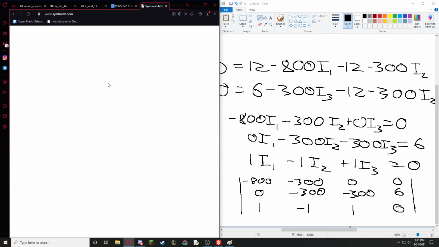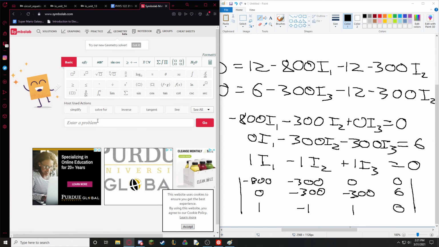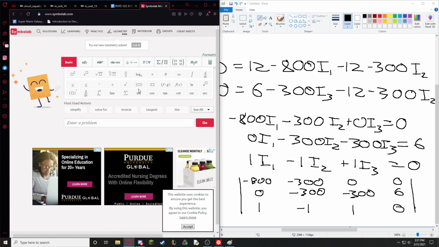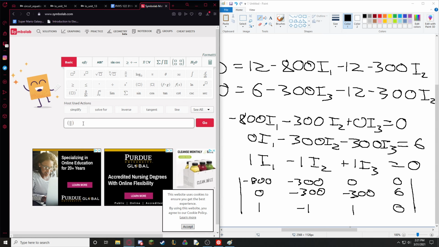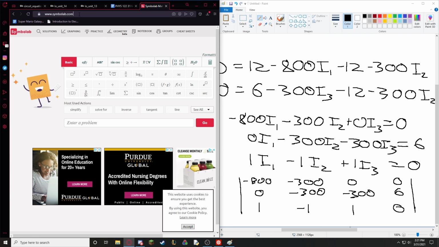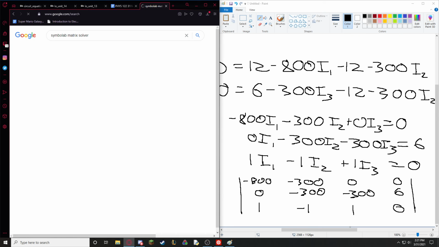So we have a Symbolab math solver. Literally just, you can go ahead and create a matrix. Where's the matrix button? Nope. Where is it? It's been a few months since I used Symbolab. Hold up. Lab matrix solver.